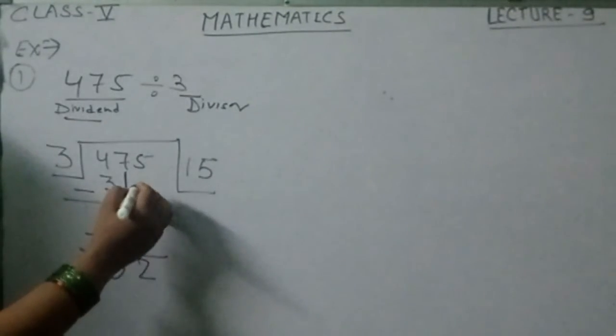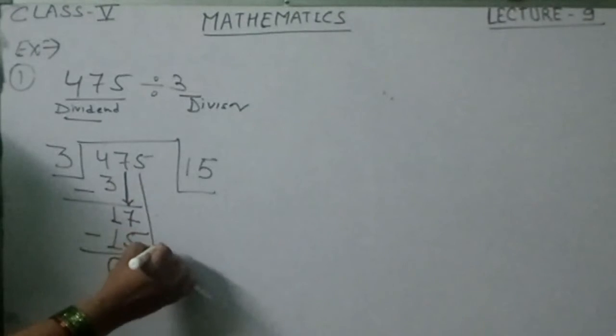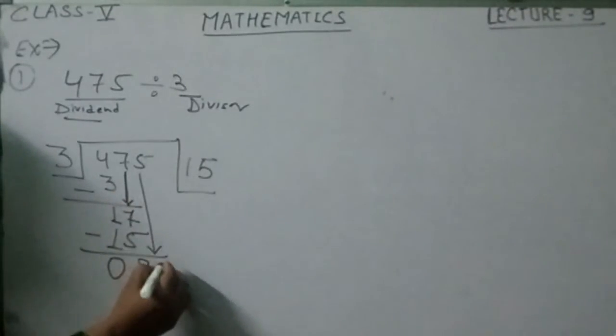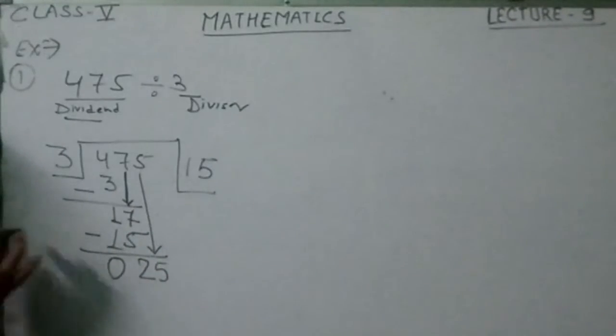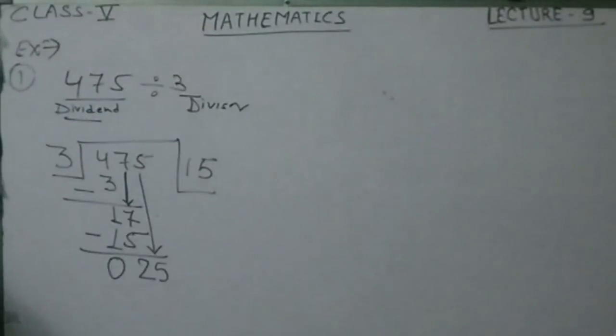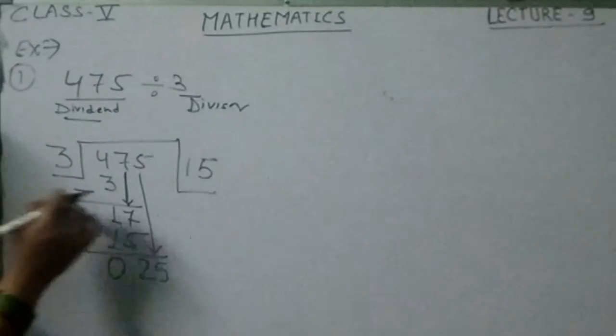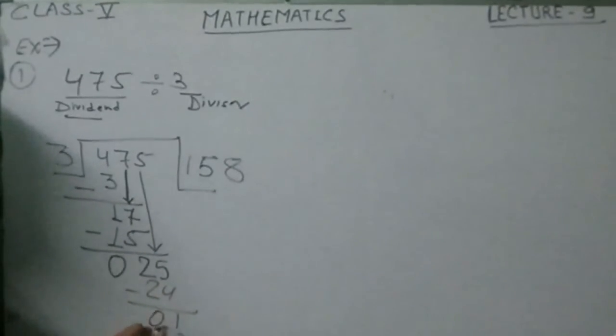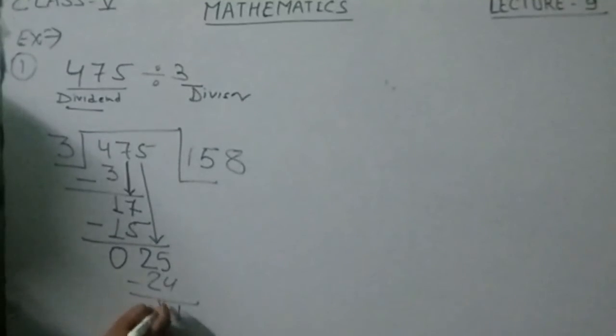Now take this number down. See what is here? 5. Now next number is 25. So we will read the table and you know 3 8s are 24 and 3 9s are 27. 27 is greater than 25. So what we have to do? We have to take the number 8. 3 8s are 24. Right here 24, and 5 minus 4, that is 1, and 2 minus 2 is 0. You write 0 or put the cross.